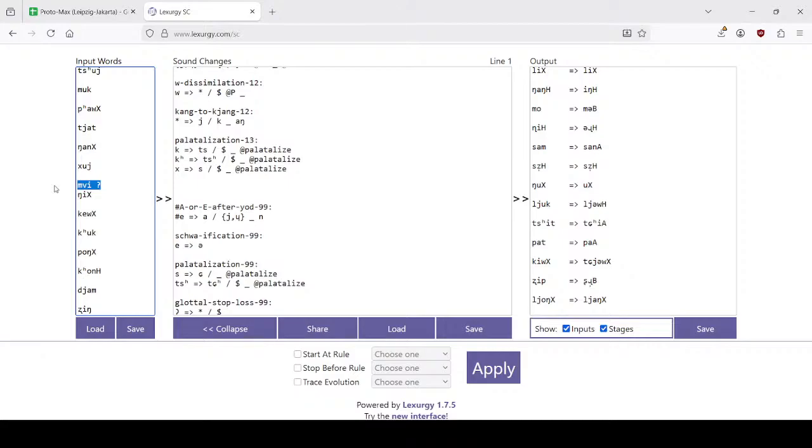Sorry, just messing with stuff. Messing with settings.